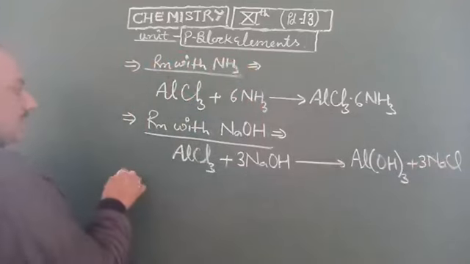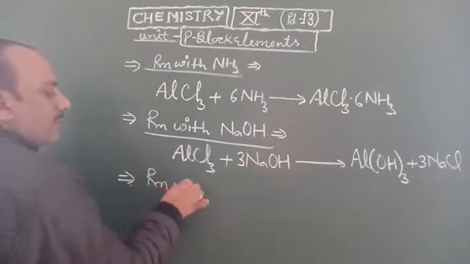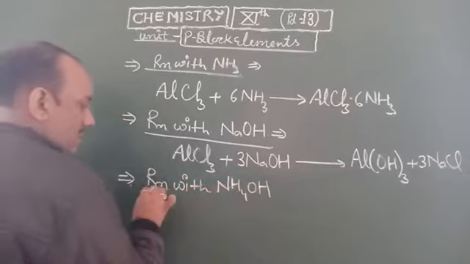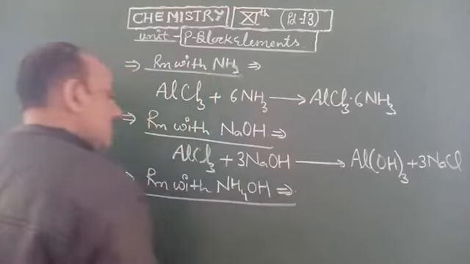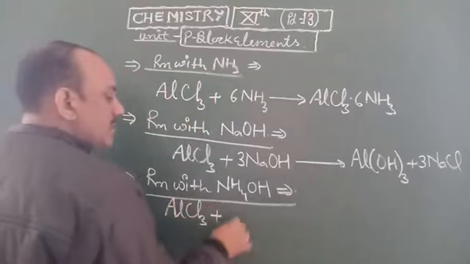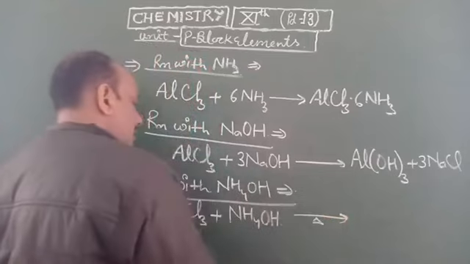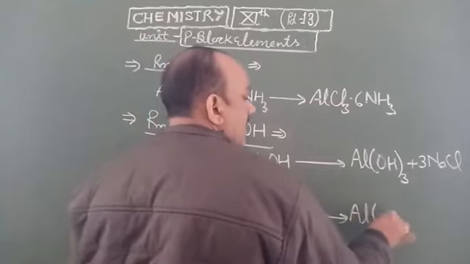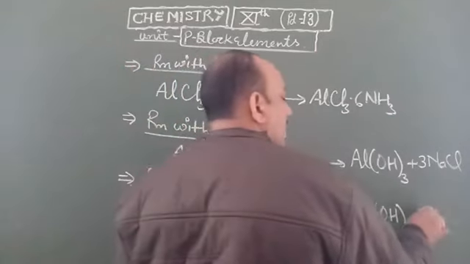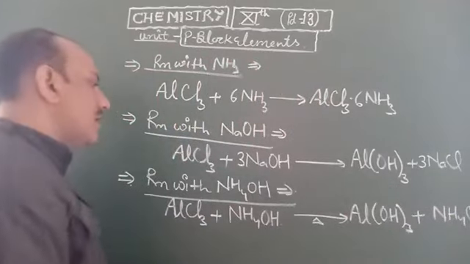Now next, reaction with ammonium hydroxide, NH4OH. AlCl3 reacts with ammonium hydroxide NH4OH to make Al(OH)3 plus ammonium chloride, NH4Cl.